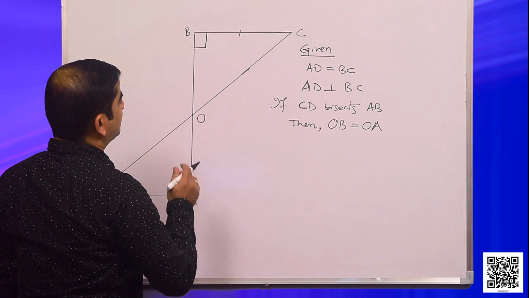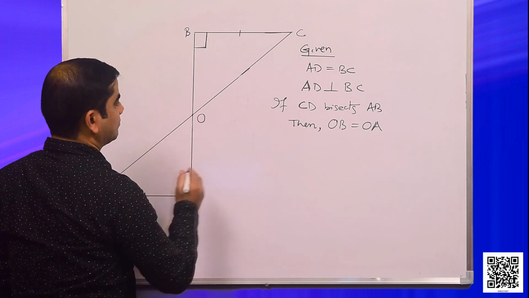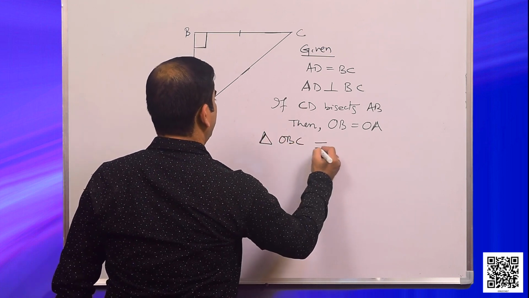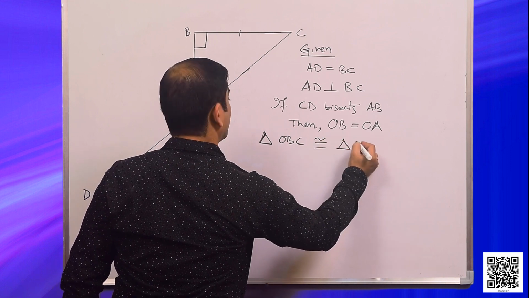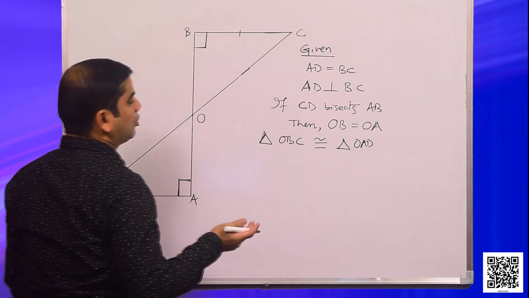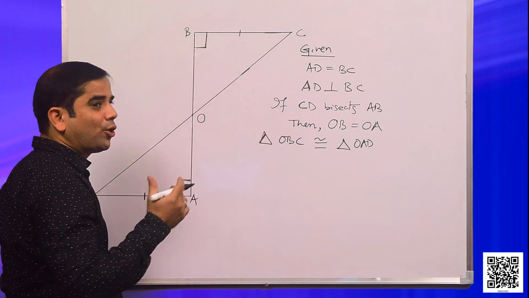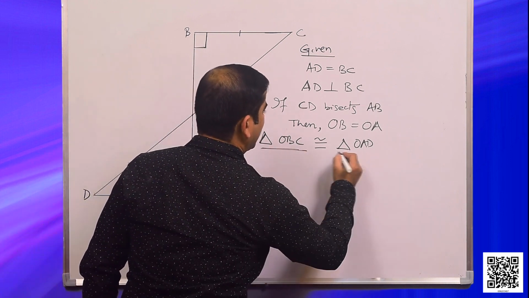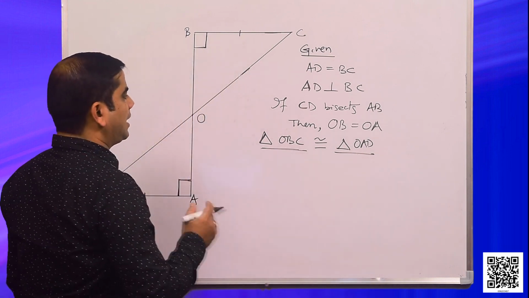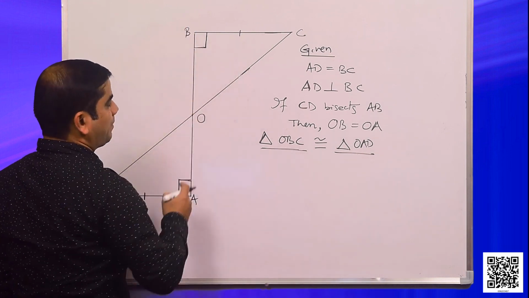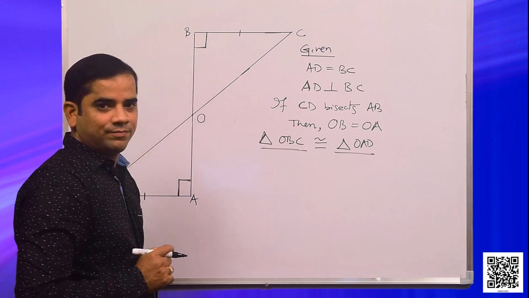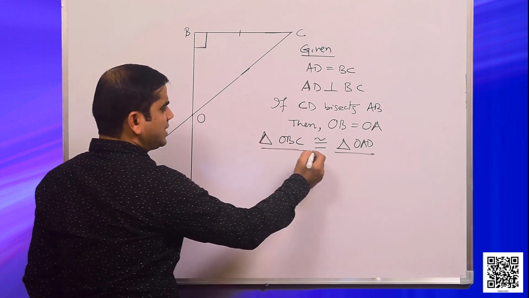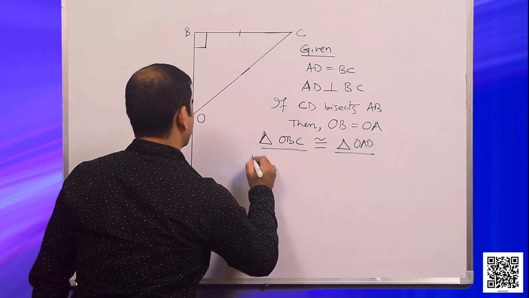What we have to prove is that triangle OBC should be congruent to triangle OAD, because we know that when two triangles are congruent, the corresponding sides are equal. So, if we can prove that triangle OBC and triangle OAD are congruent, then automatically OB will be equal to OA because they are corresponding sides. Okay. So, let us first try to prove that triangle OBC is congruent to triangle OAD. Proof.